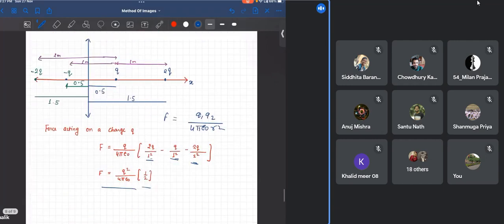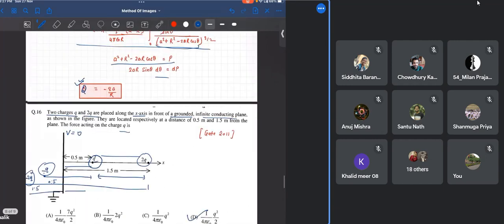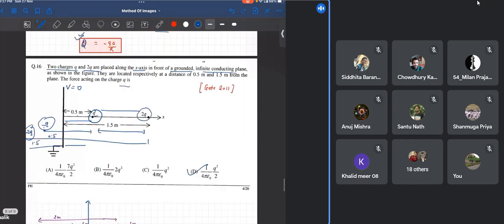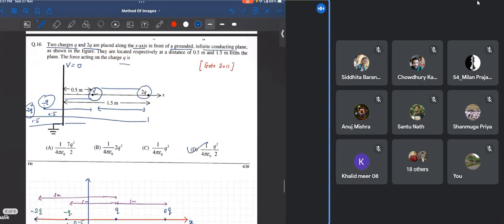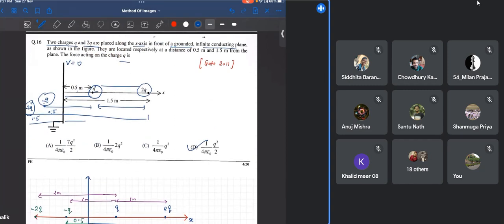So in the last year, these two questions appeared in the GATE exam. I haven't found any other question. If you find one, you can comment, and I will look into the questions. And if you do not understand anything, just let me know.